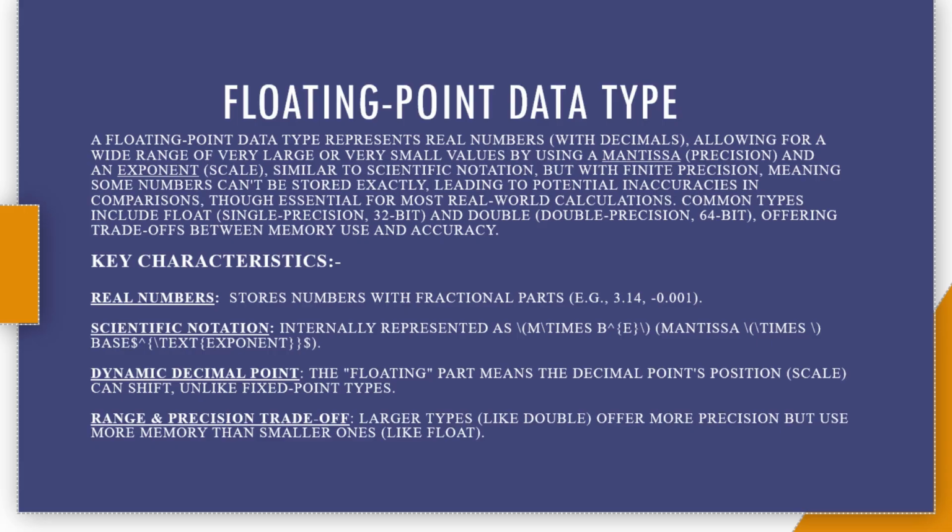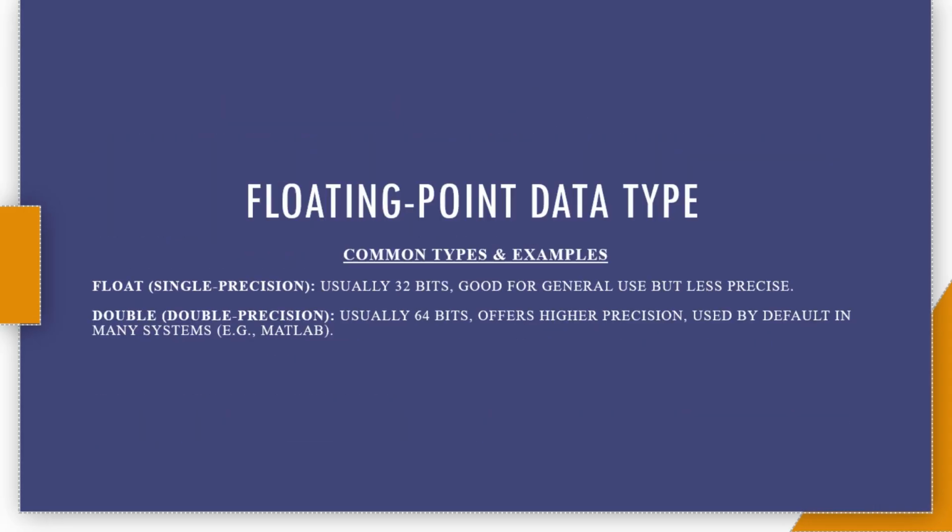The 2 most common types are float, which is typically single precision, using 32 bits, and double, which is double precision, using 64 bits for much higher accuracy. The major advantage of floating point types is their unmatched range. They can represent the vast distance between galaxies and the tiny distance between subatomic particles, all within the same format. This is essential for most scientific, graphical, and real-world engineering calculations.